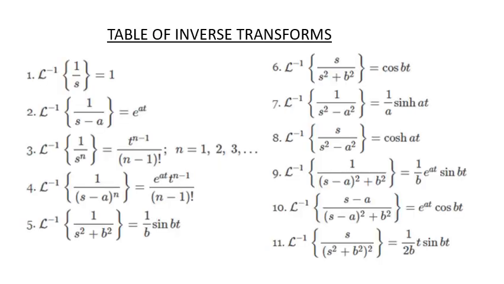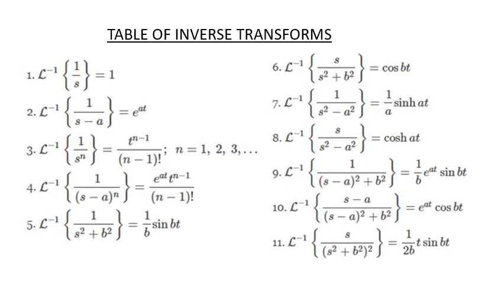Now this is a table of inverse Laplace transform. Inverse of 1 by s is 1. Laplace inverse of 1 by s minus a is e raised to at. Inverse of 1 by s raised to n is t raised to n minus 1 by n minus 1 factorial. Now 1 by s minus a raised to n is t raised to n minus 1 by n minus 1 factorial, and then here we apply the inverse shifting into e raised to at.